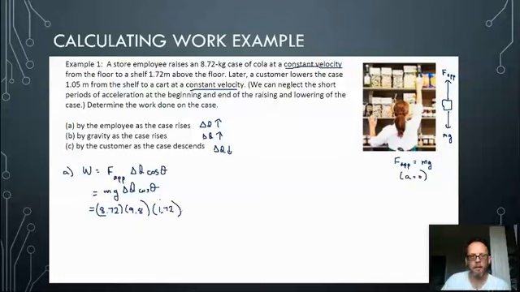And what do you think the angle is between the applied force and the displacement? The applied force is up, and the displacement is up. That means the angle between them is 0 degrees. So let's finish this off. 8.72 times 9.8 times 1.72. So I got about 147 joules.